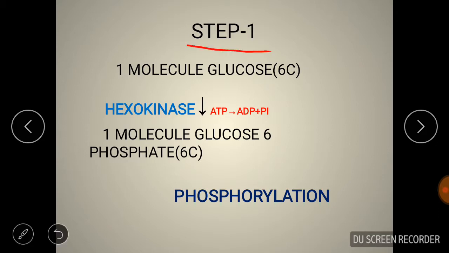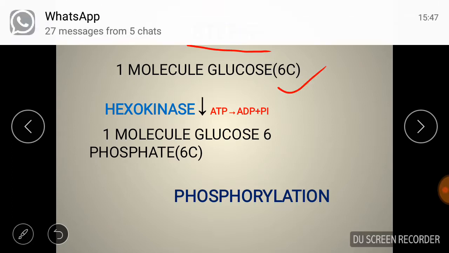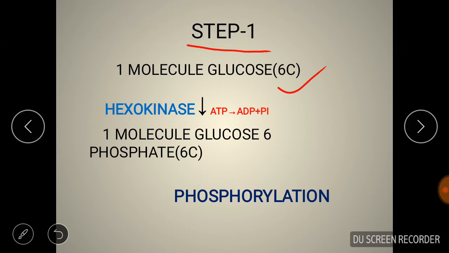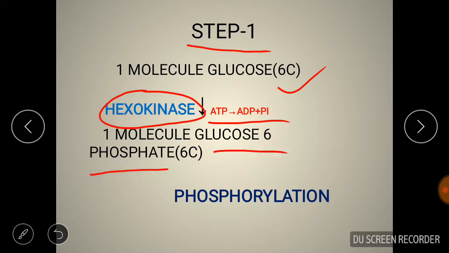In step one, you see there is one molecule of glucose, which is a 6 carbon compound. Now this 6 carbon compound uses the hexokinase enzyme as the ATP molecule breaks into ADP and phosphate, resulting in the formation of glucose 6-phosphate.